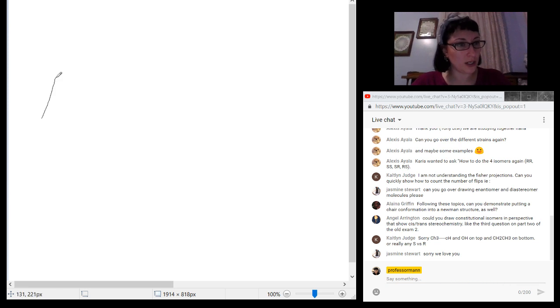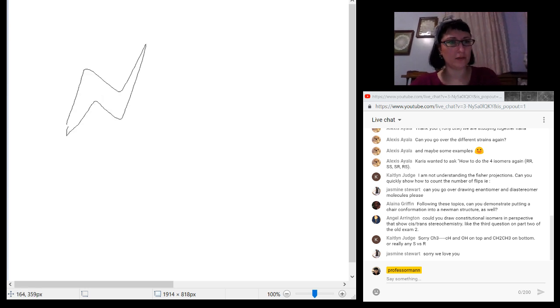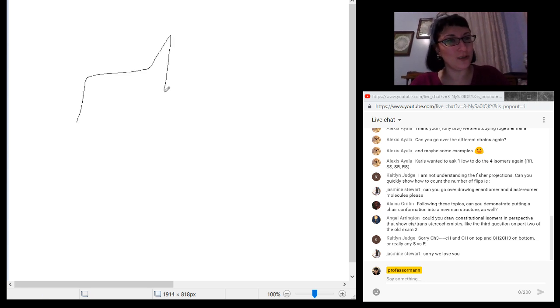So let me do a chair conformation. Oh, that got kind of ugly. Let me try that again. It's still not perfect, but I can do better. I swear I can do better. Okay.